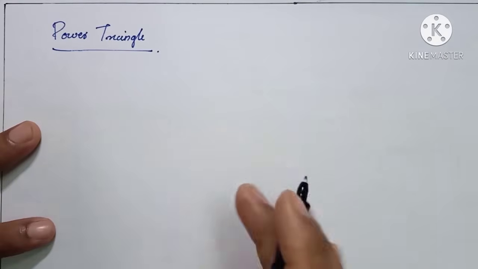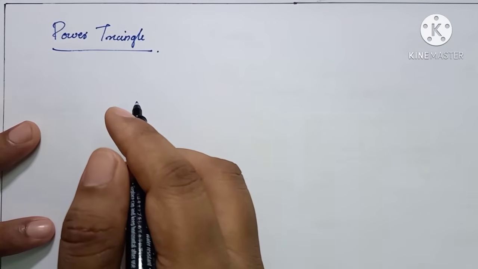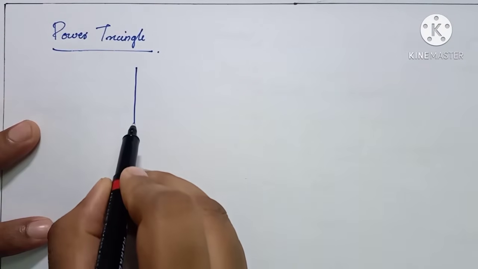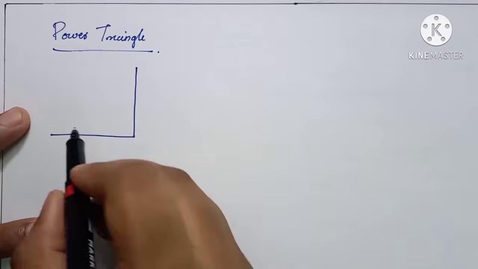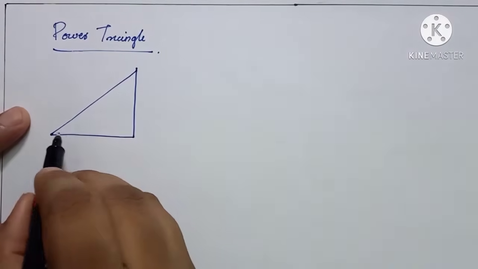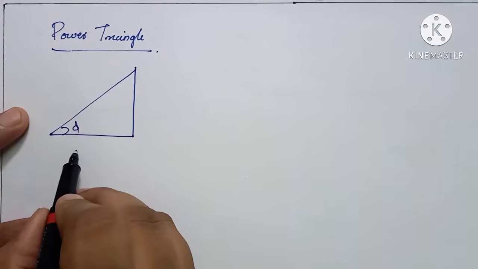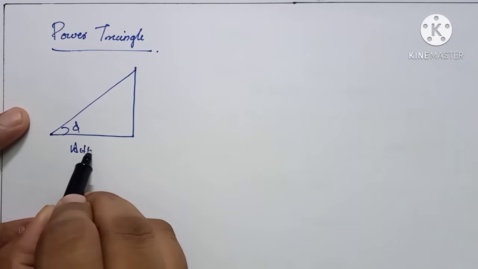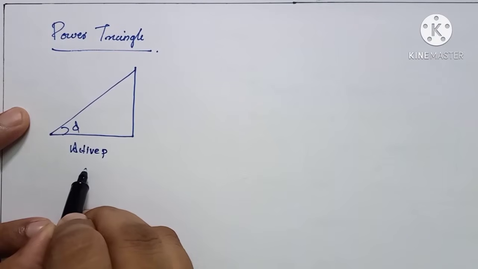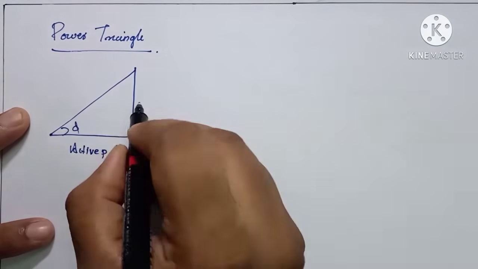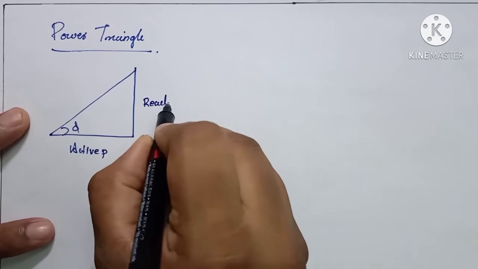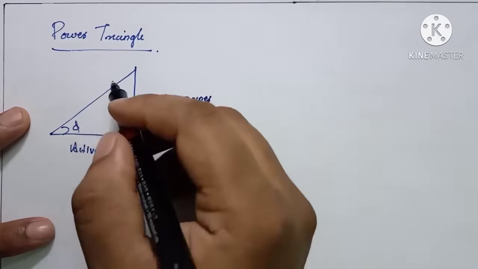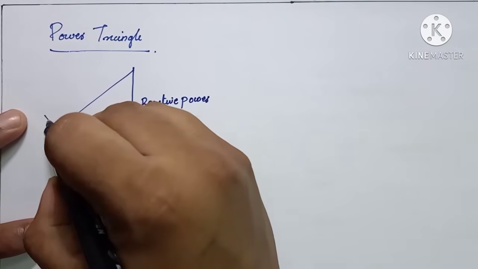Okay, it consists of mainly 3 powers: apparent power, active power, and reactive power. I can draw the triangle. This will be the angle phi, and the base will represent active power, and this will be the reactive power. This will be apparent power.